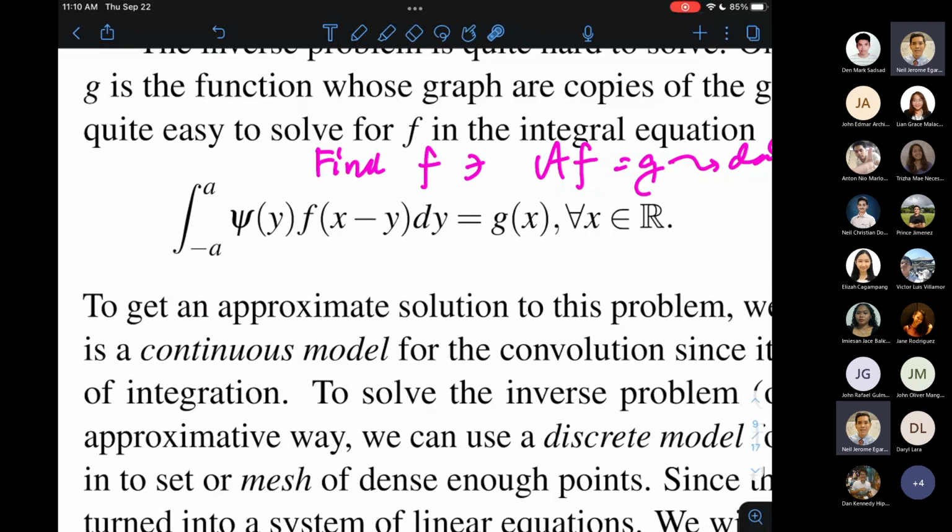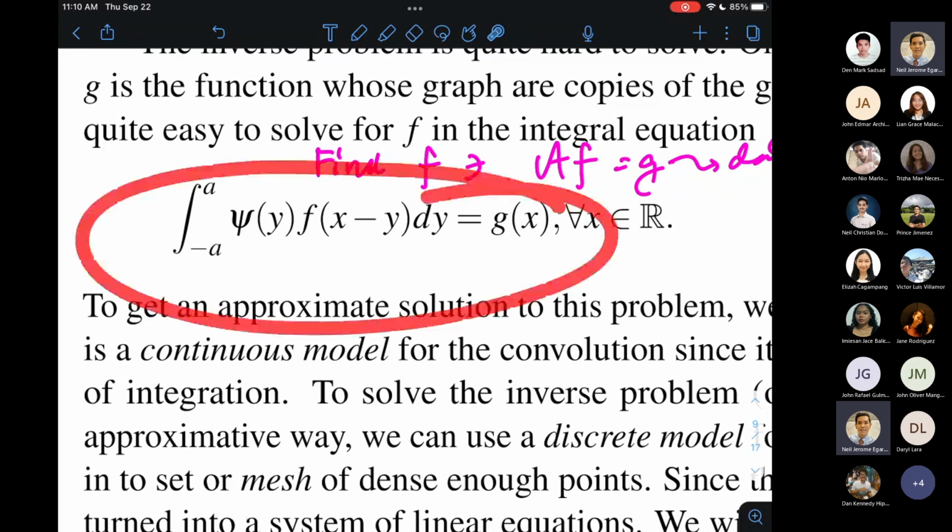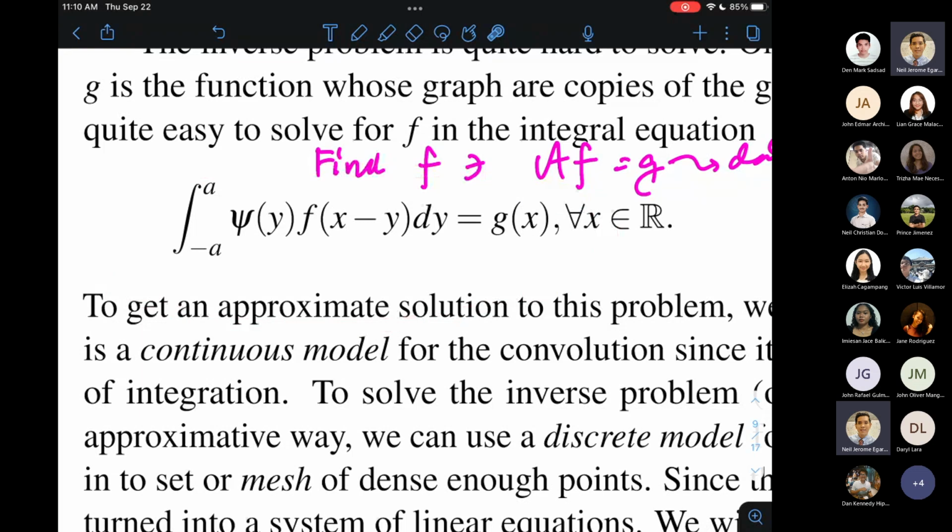So in 151, natuto kayo how to solve differential equations, right? Kaya lang ito ay isang integral equation. Integrals naman yung involved doon sa process. So, paano natin mahanap si function f?